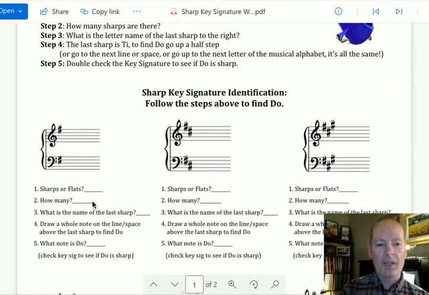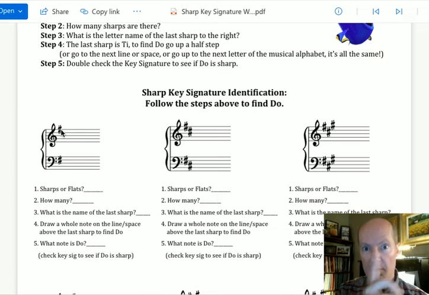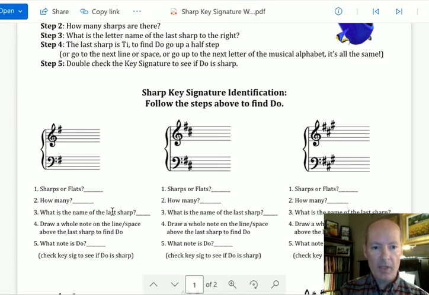Step 1. Are there sharps or flats in the key signature? Well, yes, there are sharps. You would put sharps here. How many? Well, there's 1. Of course, there's 1 on the treble and bass, but they're both F sharp. So there's 1 sharp. What is the name of the sharp? Well, every good boy does fine. It's F sharp. Draw a whole note in the line or space above the last sharp to find do.